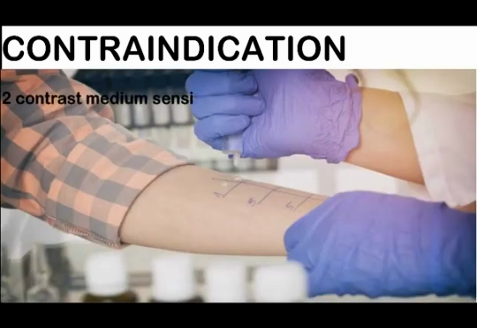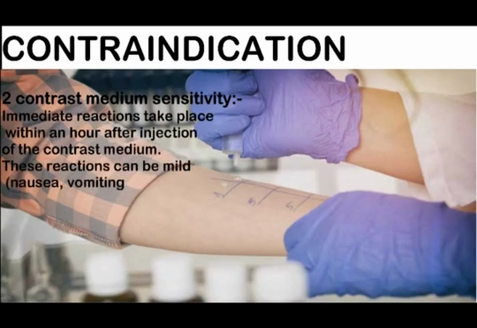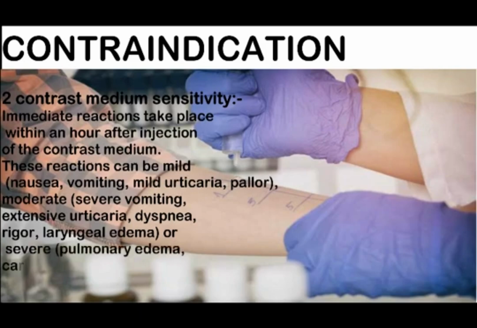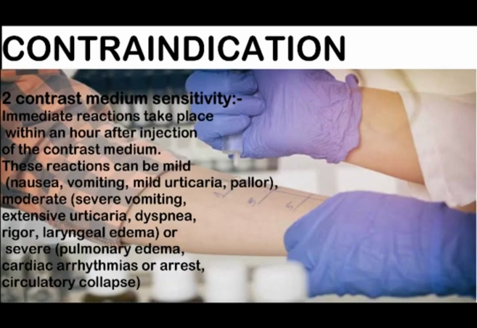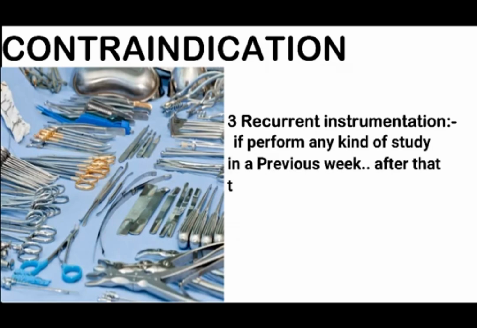Second is contrast medium sensitivity. Immediate reactions take place within an hour after injection of the contrast medium. These reactions can be mild nausea, vomiting, mild urticaria, pallor, moderate to severe vomiting, extensive urticaria, dyspnea, rigor, laryngeal edema or severe pulmonary edema, cardiac arrhythmias or arrest, circulatory collapse. Third is recurrent instrumentation. If any kind of study was performed in the previous week, then this procedure is contraindicated.